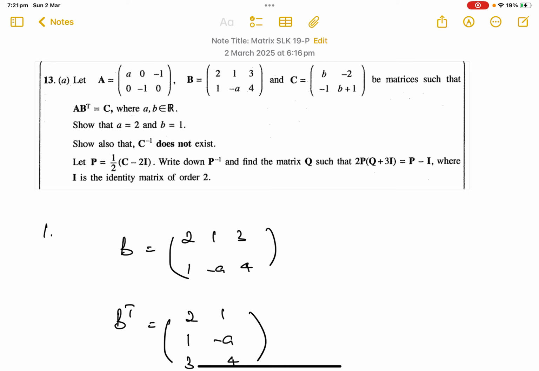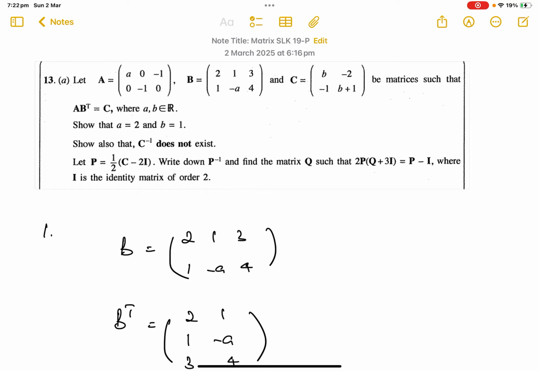Part A. Let A be a 2 by 3 matrix, B a 2 by 3 matrix, and C a 2 by 2 matrix, such that A times the transpose of B equals C, where a, b are elements of the real numbers. Show that a equals 2 and b equals 1.